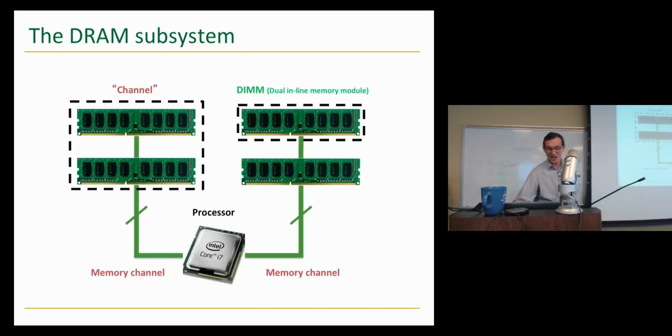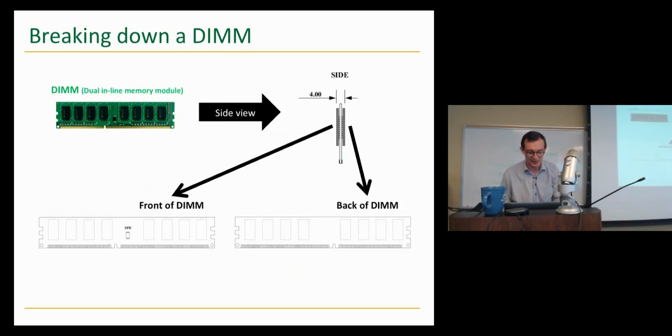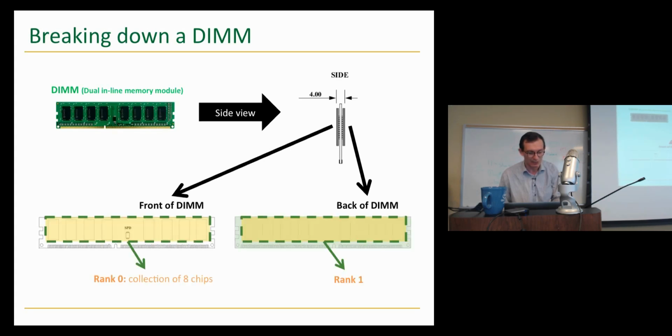So at the top, you have the channel, right? If you look at a processor, you have these different channels. They're completely independent of each other. And from each channel, you can have multiple DIMMs hanging off. And if you add more DIMMs, you actually get more capacity. And what is a DIMM? A DIMM basically looks like this. It basically consists of multiple ranks. In this case, you have two ranks, rank 0, rank 1.